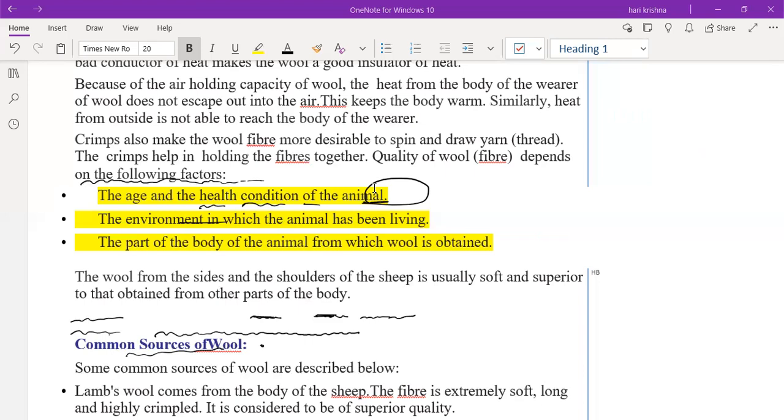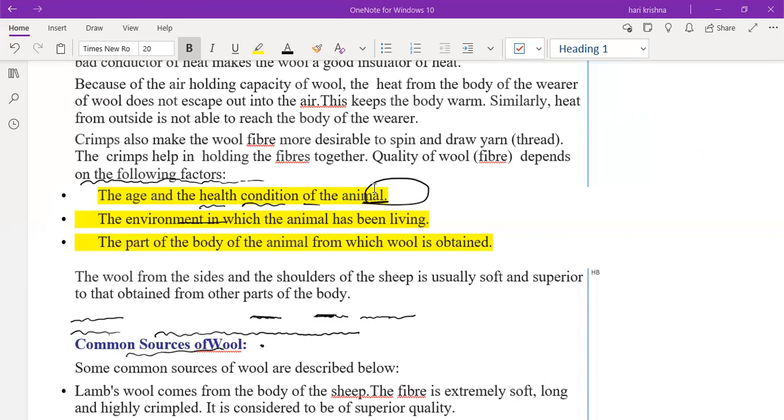The wool coming from Rajasthan is not that fluffy, like the skin of camels. But the wool coming from the skin of the sheep is fluffy in nature because of the environmental conditions.